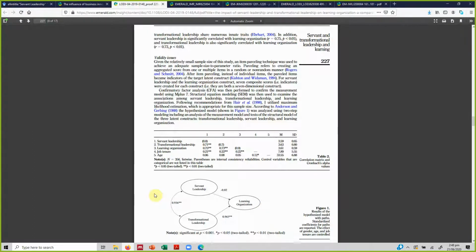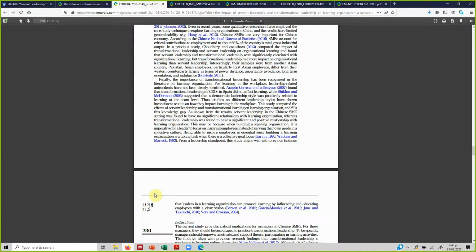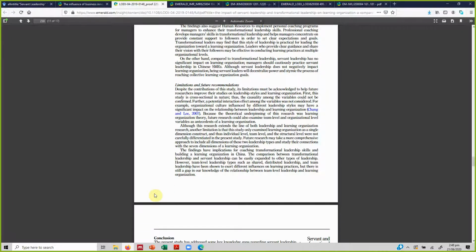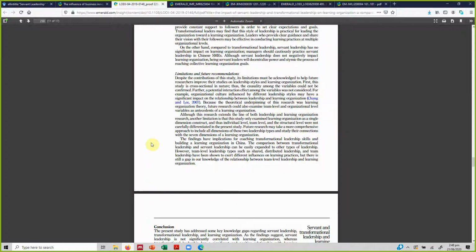Now, if we go into the limitations and future research directions of this paper, what we can come across is: despite the contributions of this study, its limitations must be acknowledged to help future researchers improve their studies on leadership styles and learning organization. First, the study is cross-sectional. Now, it is important to mention here that what are potent gaps, something that one should focus on, something that can be published.